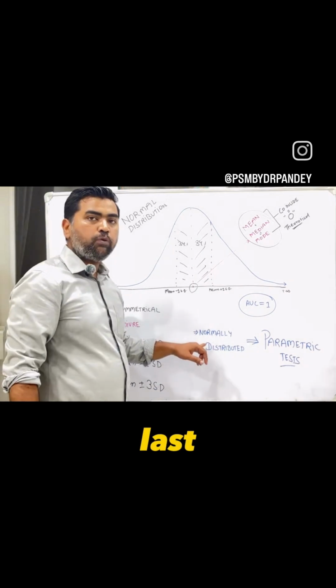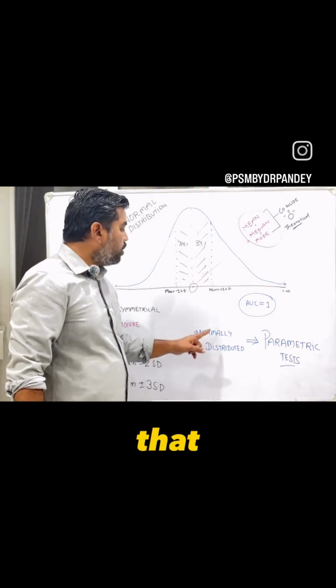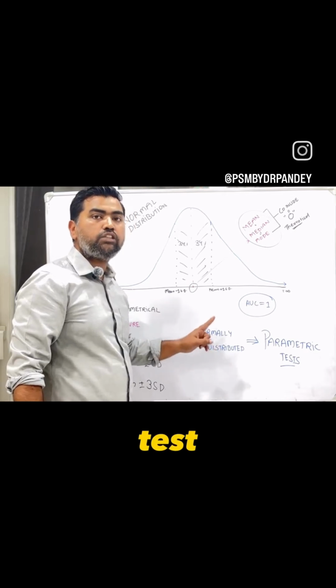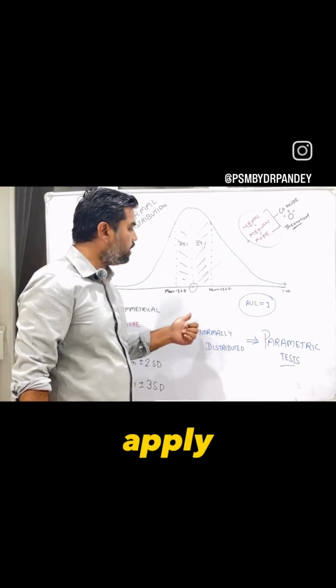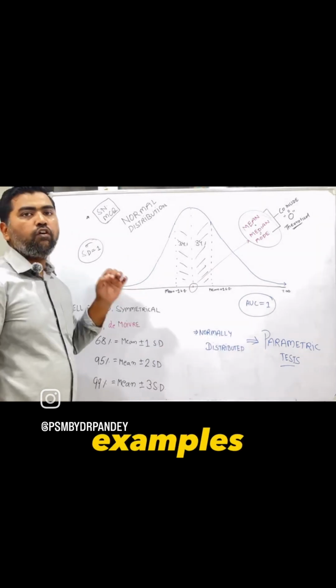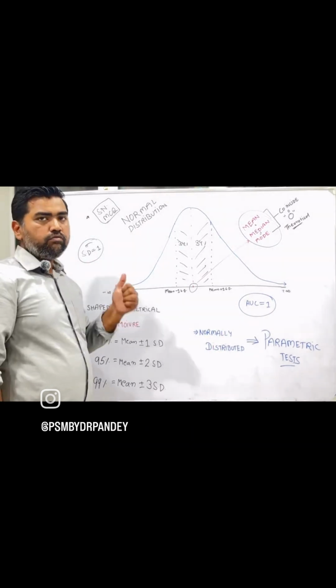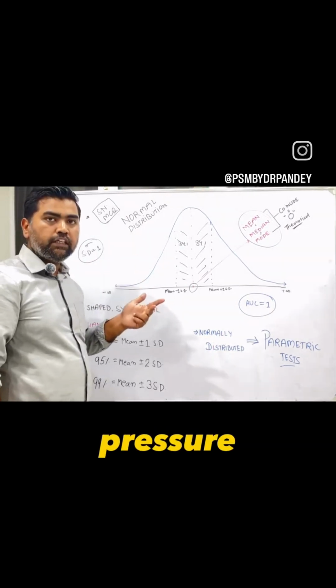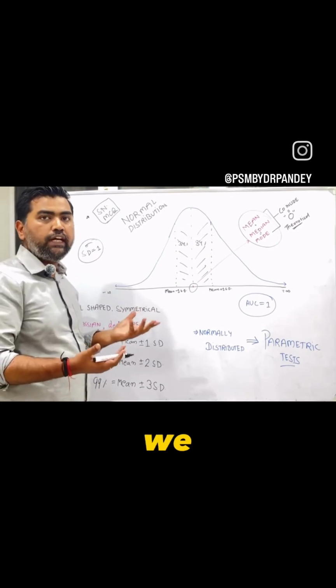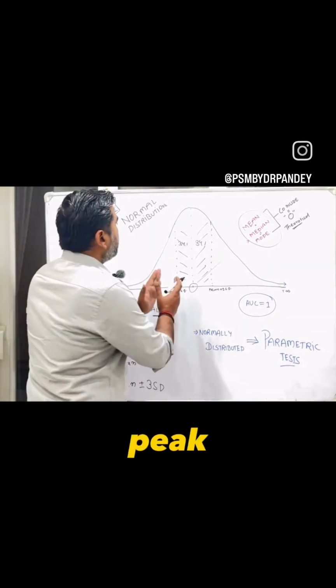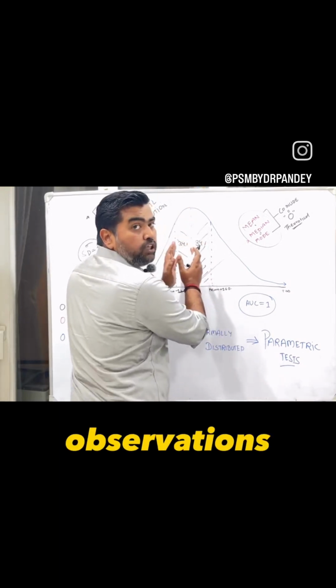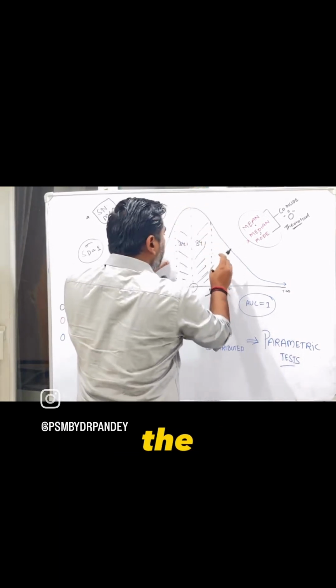Now, coming to the last point, which is a very important point: in normally distributed data, the test of significance which you are going to apply is a parametric test. The examples of normally distributed data are height, weight, blood pressure, or the exam score we get, where there is a peak and the number of observations are spread around the peak.